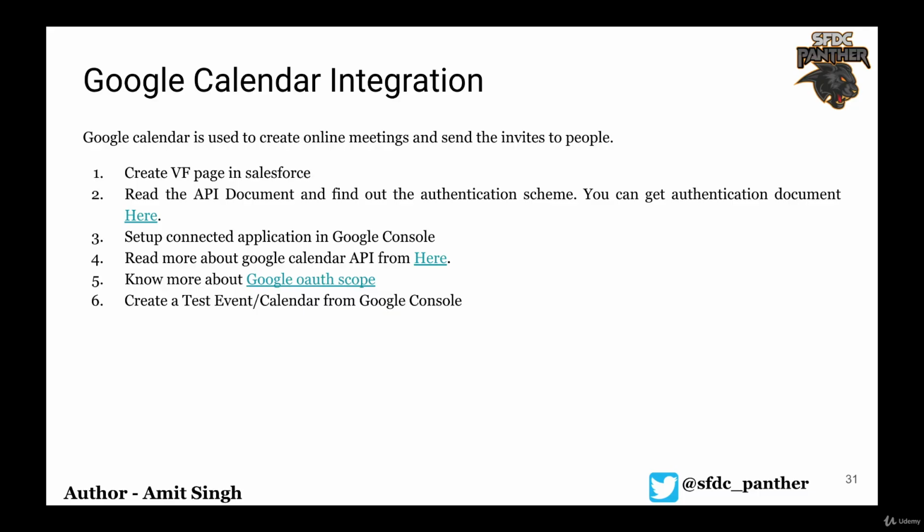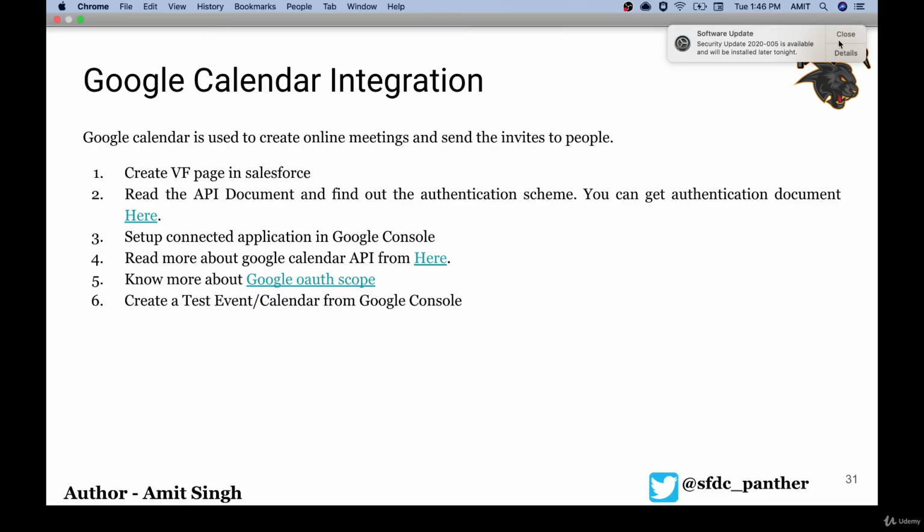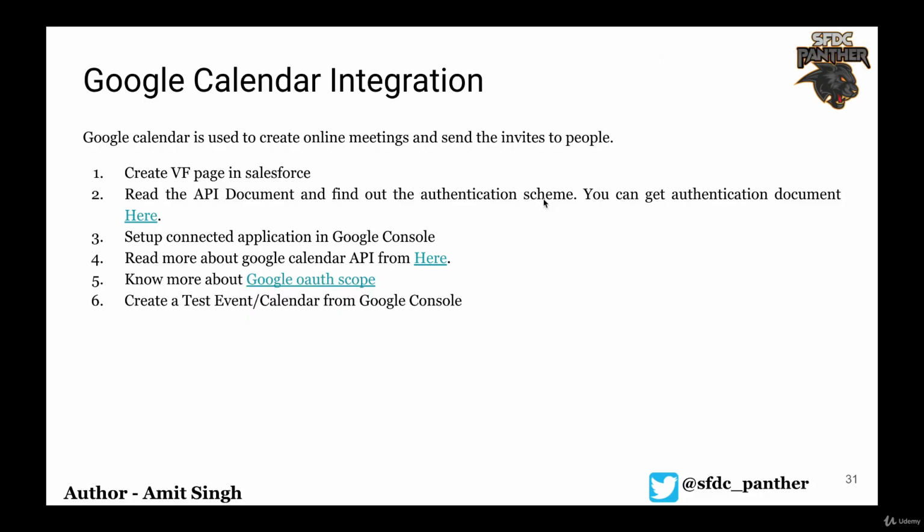So what we are going to do in this lecture is create a VF page, like we did for QuickBooks integration, which will be used as a callback URI in our Google application. Then we are going to read the authentication API documentation for our Google integration, because Google has various products, but for all those products, Google uses a single API and single authentication. So we are going to talk about that itself.